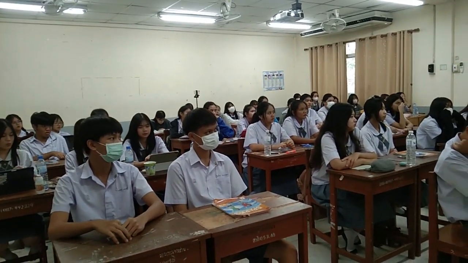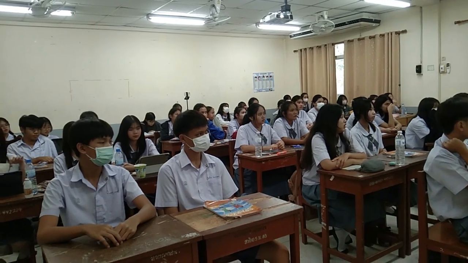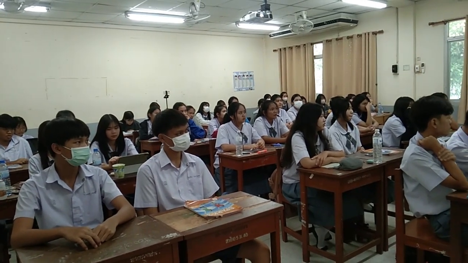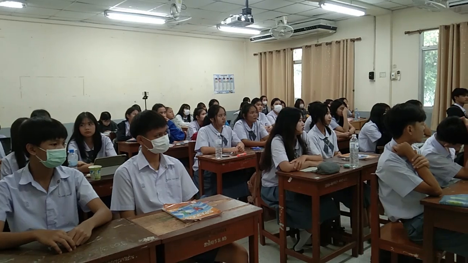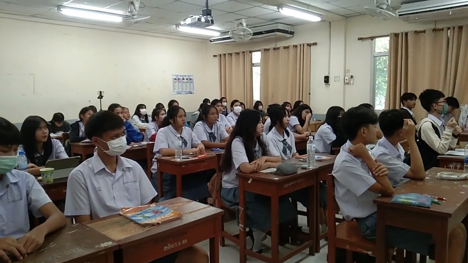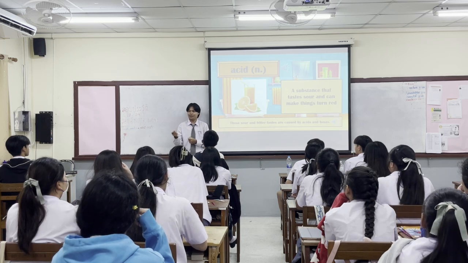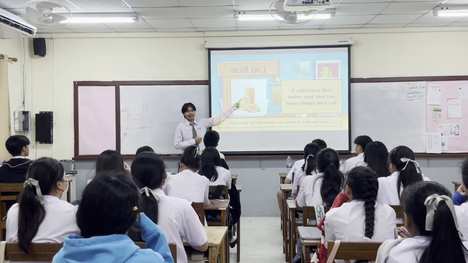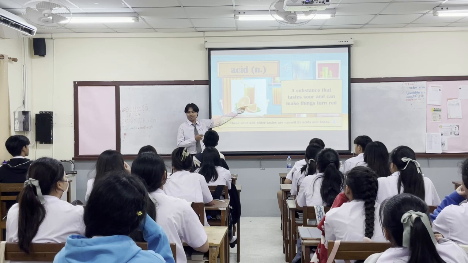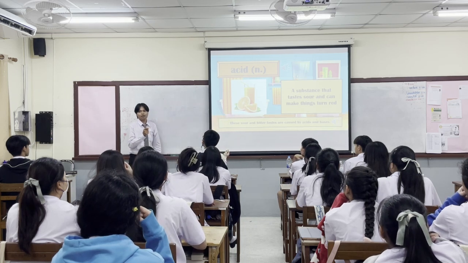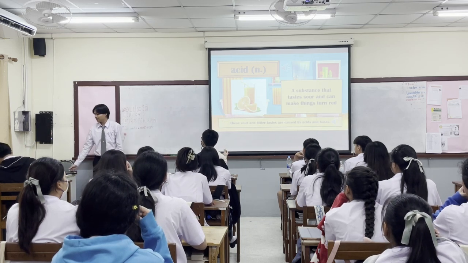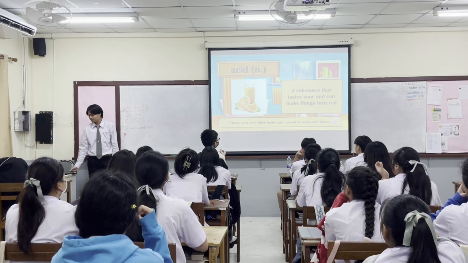As you can see in this picture, what is the name of this drink? Orange juice. And what is the taste of orange juice? Sour. If we put litmus paper into a glass of orange juice, this litmus paper will turn red. And the next word. Acid is sour.